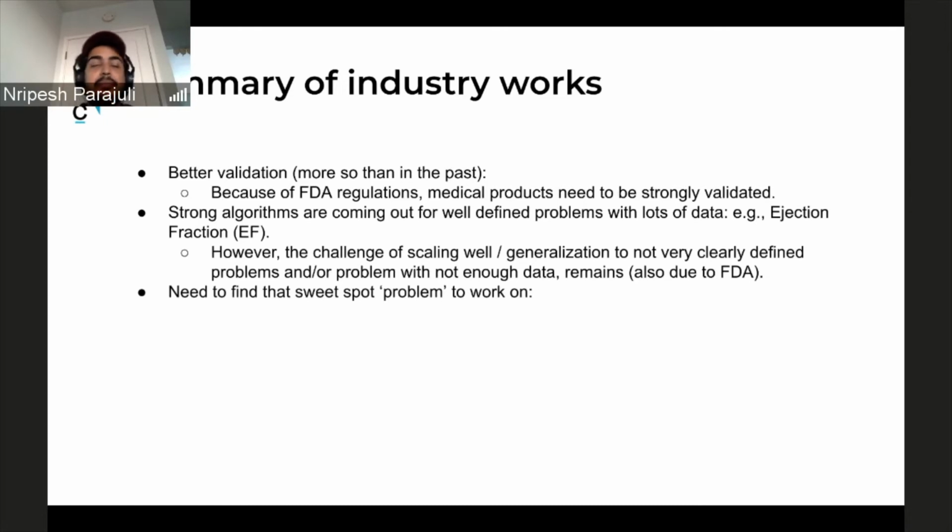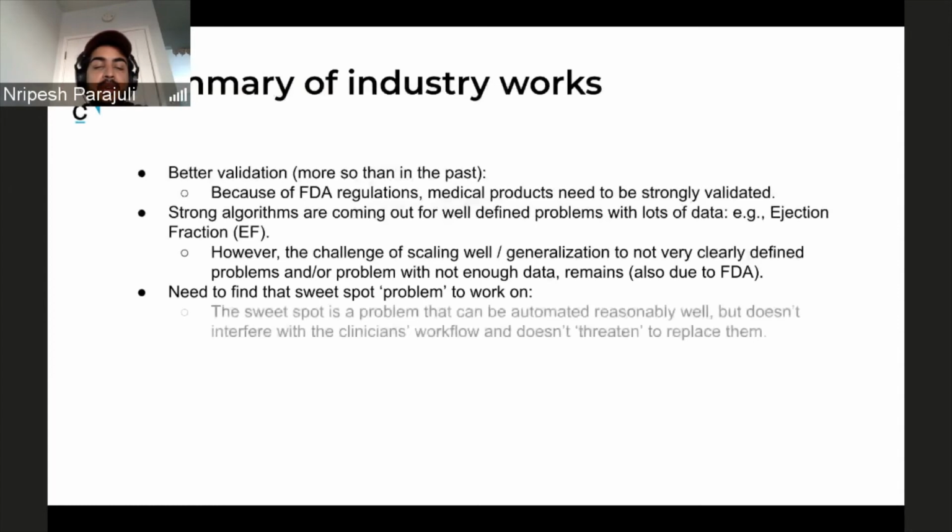So my final point is for folks here who have aspirations of doing work in the industry, or honestly even academia, where you want to have really good impact, you want to find these sweet spot problems to work on, where you can use AI and automate certain predictions reasonably well, but it doesn't interfere with the clinicians' workflow, their intuitions, and they don't feel challenged, right?